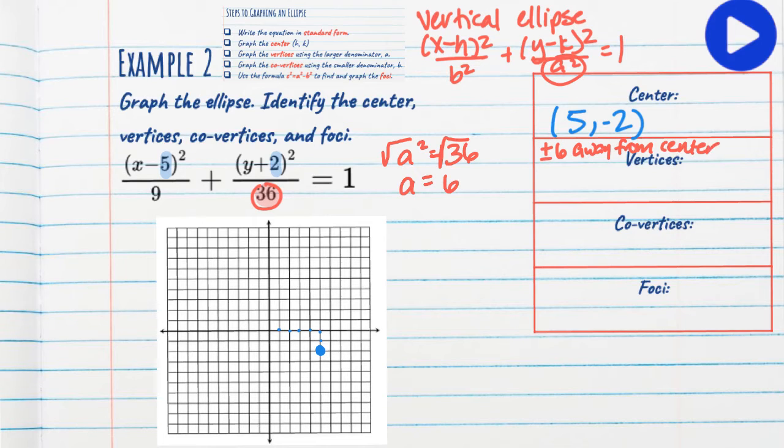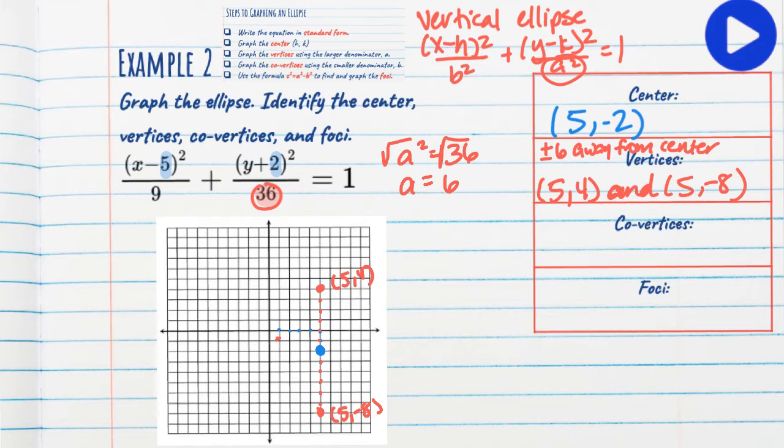Now, since this is a vertical ellipse, this isn't going to be 6 to the left and 6 to the right. This is going to be 6 up and 6 down. So we go 1, 2, 3, 4, 5, 6 here. 1, 2, 3, 4, 5, 6 here. So that would make this point over 5, up 1, 2, 3, 4. And that would make this other point over 5 and down 2, 3, 4, 5, 6, 7, 8. So our two vertices are (5, 4) and (5, -8).